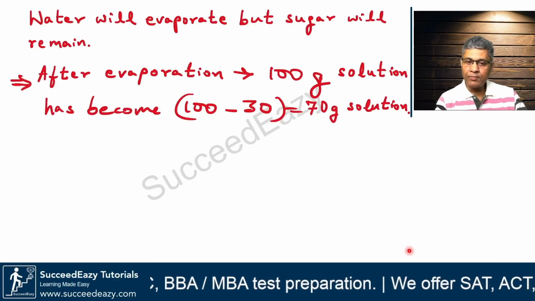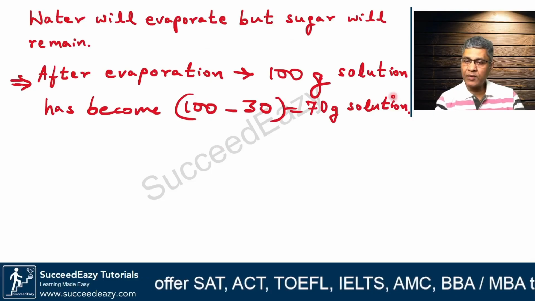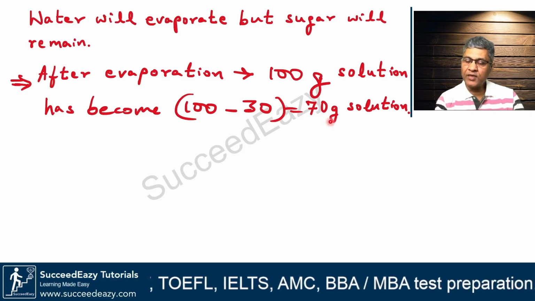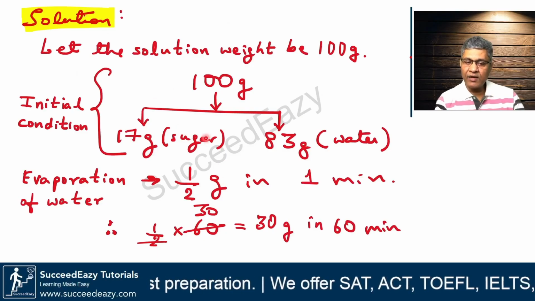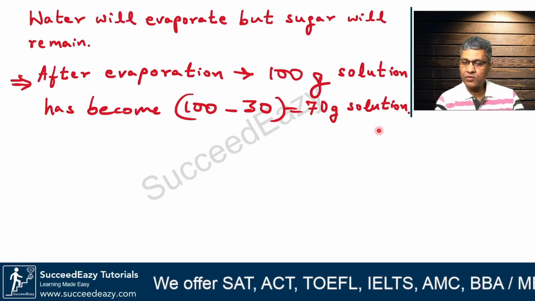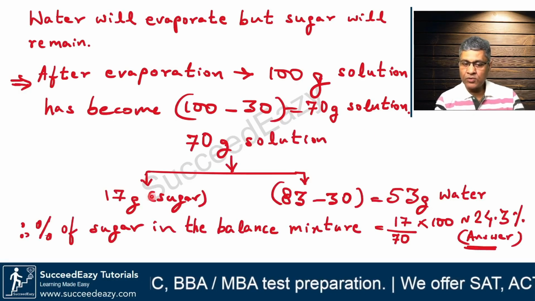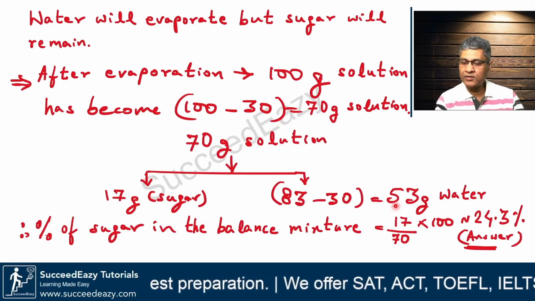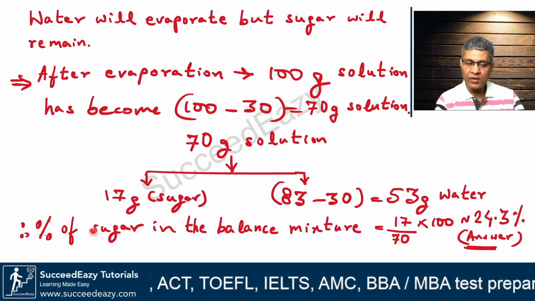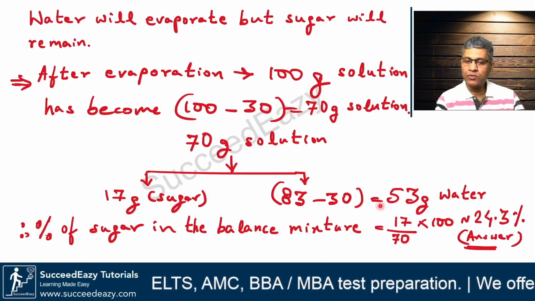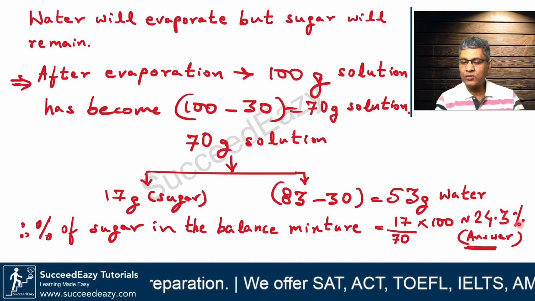So what will happen then? Water will evaporate, but sugar will remain. So after evaporation, 100 grams of solution will become how much? 100 minus 30, that is 70 grams, isn't it? So from here itself, we can get the solution. The answer is straightforward. We will have 17 grams sugar, we will have 70 grams of solution later. So 17 by 70 should be our answer, right? Let's look at it. So 70 gram solution will have 17 grams sugar and balance 83 minus 30, 53 grams of water. This is inconsequential though. Our answer is clear from here. Percentage of sugar in the balanced mixture would be, as I said, 17 over 70 times 100, that is 24.3%.